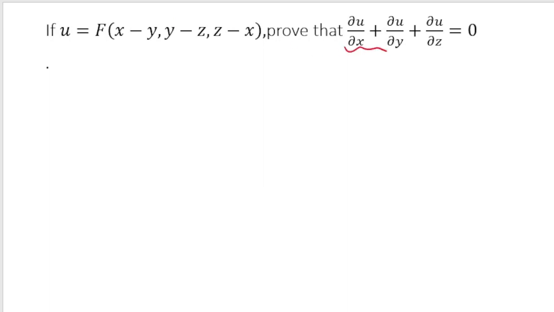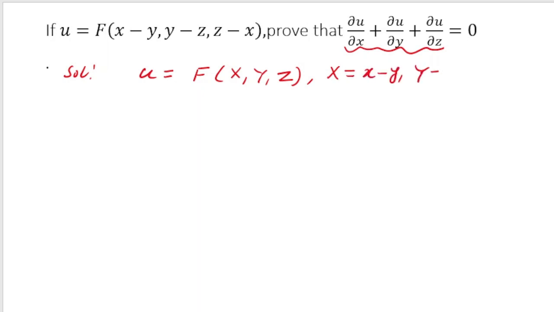So let us look at this particular problem, that if u is equal to this, we have to prove this result. It is given, and it is a very easy problem, that u is equal to, I am going to write u as a function of capital X, capital Y and capital Z, where capital X I am calling small x minus y, capital Y is small y minus z, and capital Z is small z minus x, right? And we have to prove this.